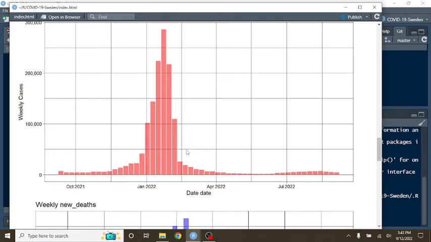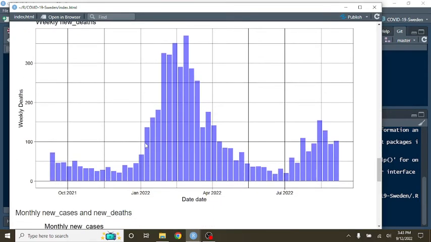This is 50,000, so this is 25,000. So this means all the way back over to here, back in February, Sweden's cases have been under 25,000 per week.